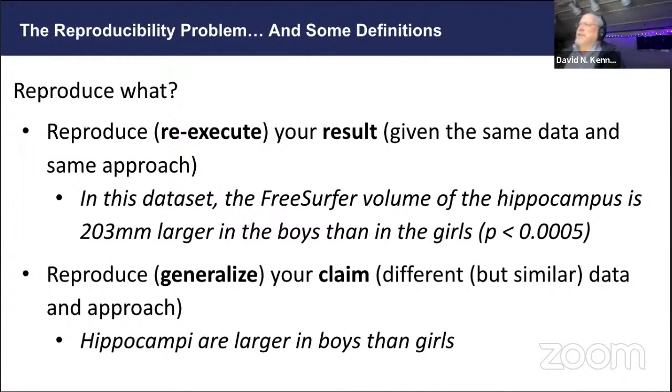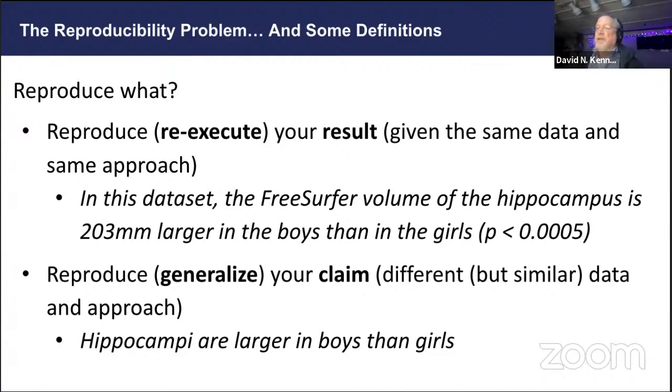I've alluded to this, but I want to say it even more explicitly: reproduce what? There are at least two domains where we're concerned about reproducibility. I may want to reproduce in the sense of re-execution of a specific result. For a specific paper, given the same data and the same approach, can I re-execute that observation? In this data set, with this tool, can I confirm that the hippocampus is 203 millimeters larger in boys than in girls? Great, that's interesting and useful, though not very scientifically exciting.